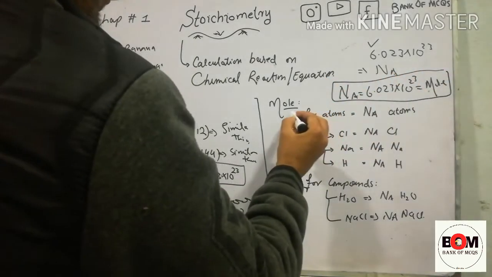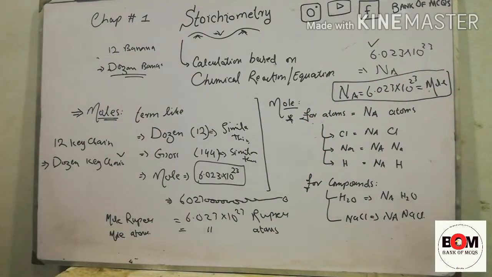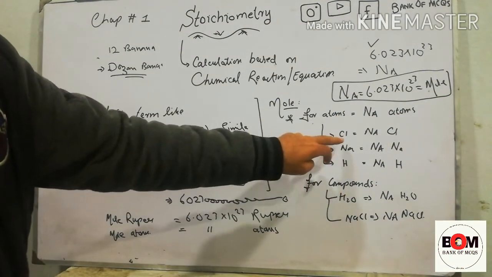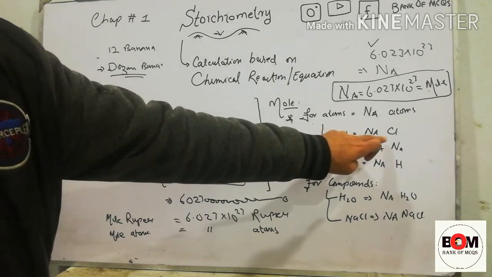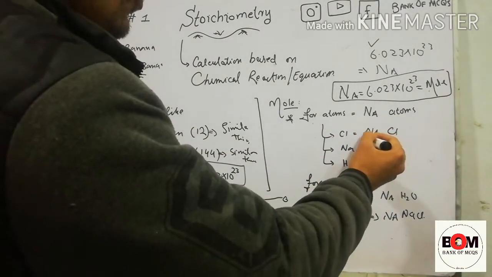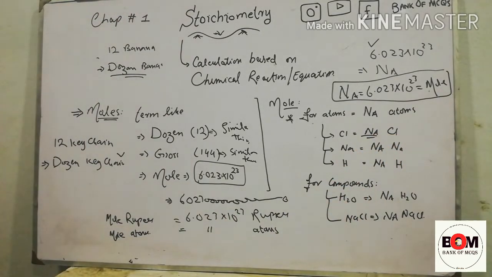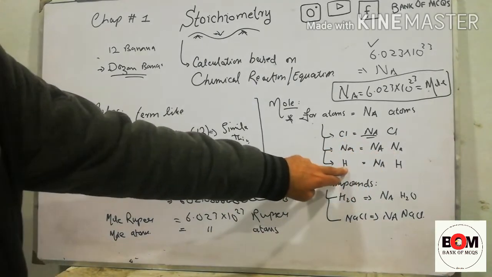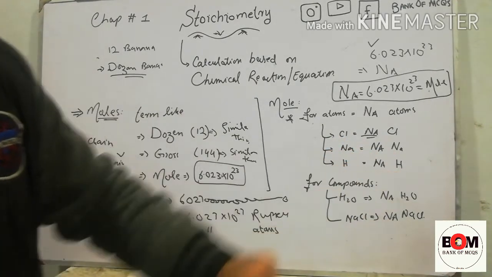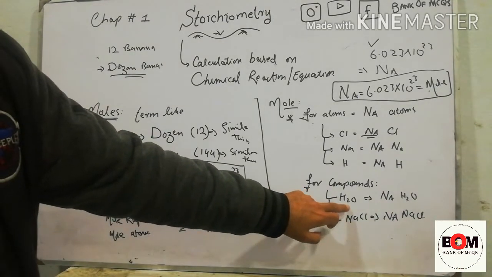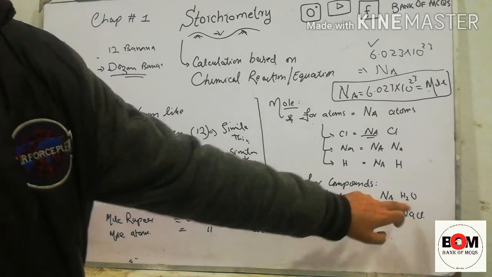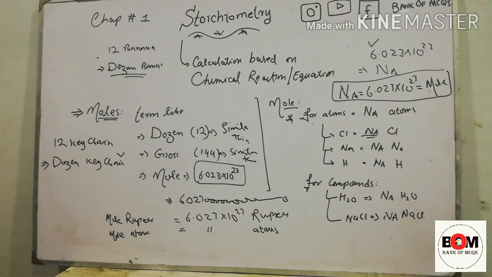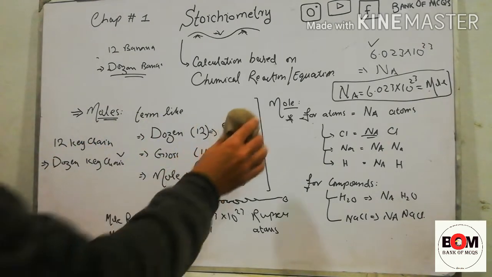Now for atoms, 1 mole of atoms is equal to Na atoms. Like for Cl, we can say that we have 1 mole of Cl, its number is Na, or 6.023 multiplied by 10 raised to power 23. 1 mole of Na means that we have Avogadro number of sodium atoms. 1 mole of hydrogen means that we have Avogadro number of hydrogen atoms. And for a compound, 1 mole of H2O means that we have Avogadro number of H2O molecules, and 1 mole of NaCl means that we have Avogadro number of NaCl. This was the relation between mole and number.